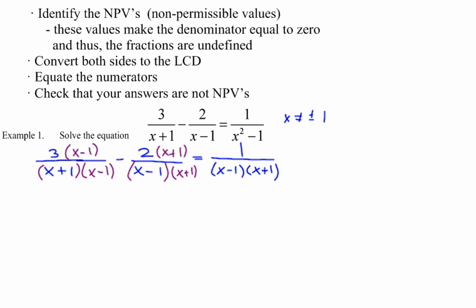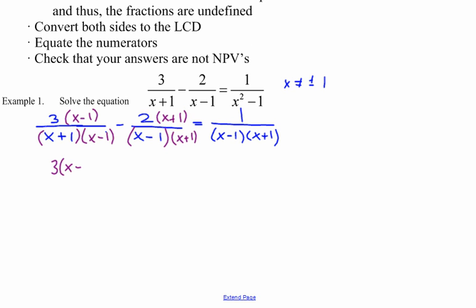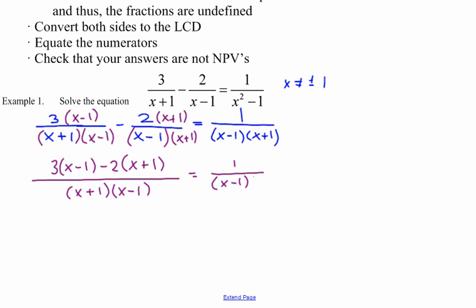Is that what you did, or did you just combine these first? Now that we have a common denominator, let's just simplify this side. I think that's what you guys would do. It's tough because there's different ways to teach this. We have 3 times x minus 1 minus 2 times x plus 1 all over. Okay, so now everything's over one common denominator.